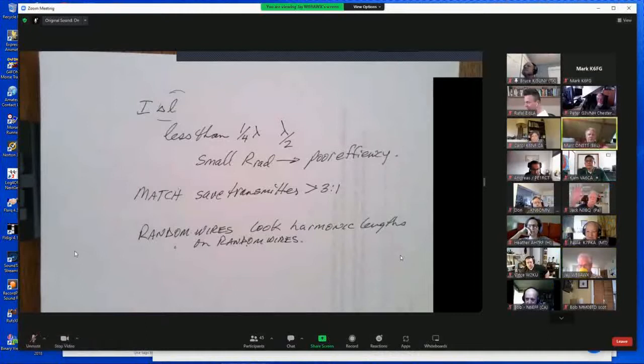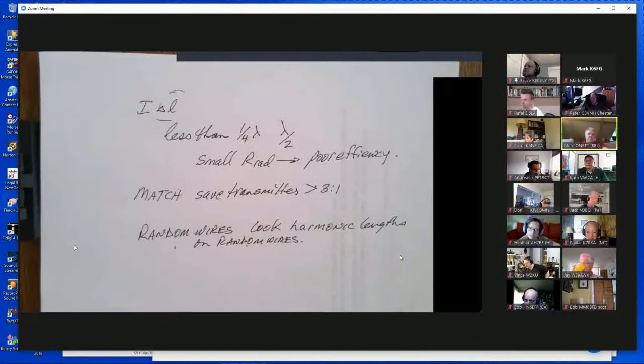I have a question about radials. How many radials do you want to put on the vertical? How do you have to spread them out?